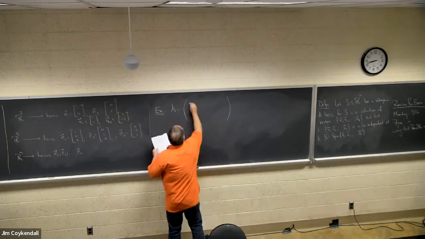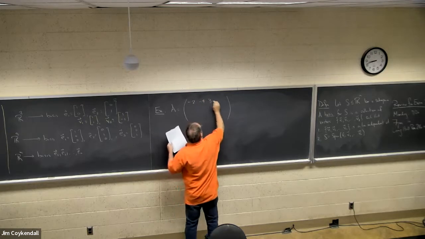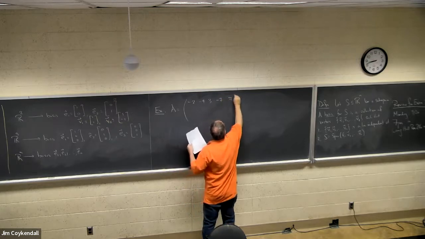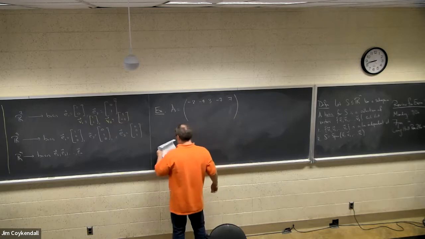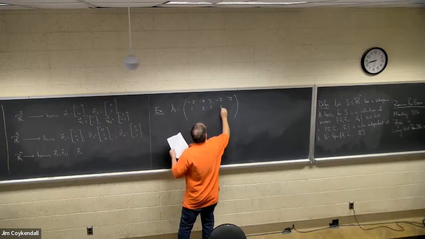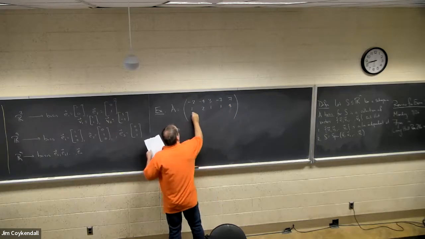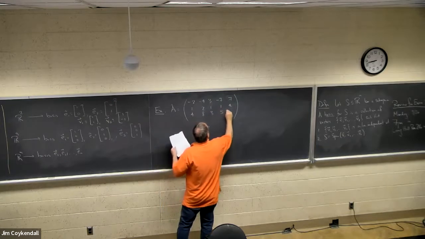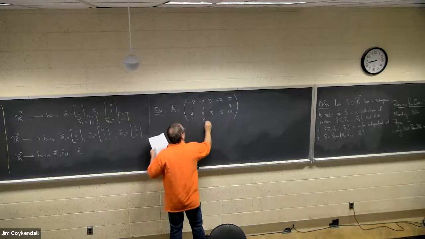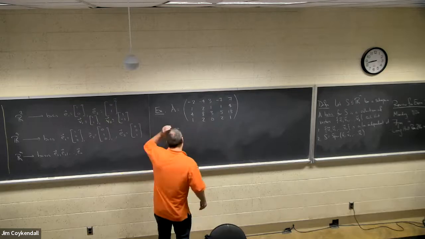Minus 2, minus 4, 3, minus 7, 7. 1, 2, 1, 1, 4. 4, 8, 3, 5, 15. And 1, 2, what I want to do is I want to find a basis.